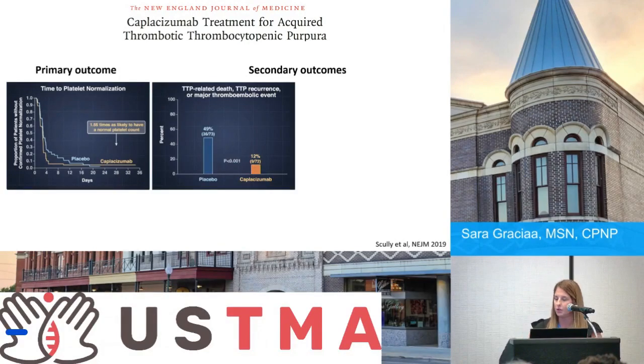Notably, this group also experienced fewer TTP-related adverse events, which they defined as major clots, recurrence, or death. They also required less plasma exchange and had shorter hospitalizations.